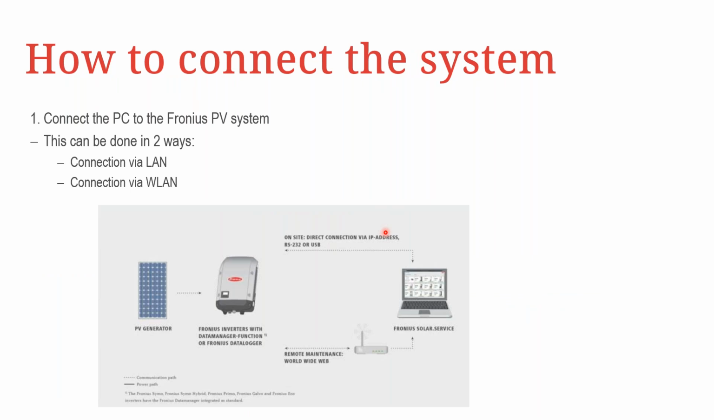How do you then connect your system to Solar.service? Once you have downloaded the software application and installed it on your laptop, there are two ways to do this. You can connect via LAN, of course, you need to be in the same network, or through Wi-Fi. Once you have an established connection, the Solar.service on your laptop should be able to find any Fronius inverter within this network.